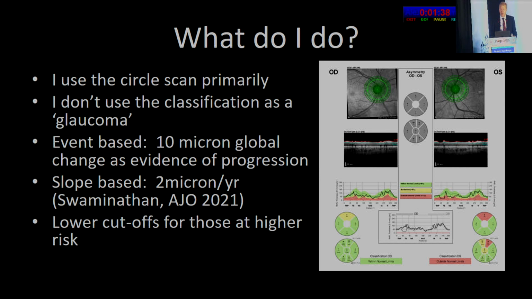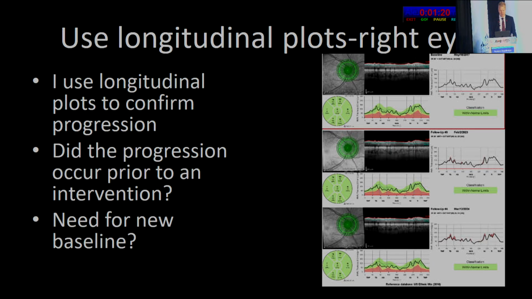There's also a slope-based measurement, so if they're over 2 microns a year of thinning, that's a sign that they're progressing at a fast rate. And I also adjust these cutoffs. If they're looking thinner by about 5 microns, but it's somebody that's young with a high pressure, then I'm going to be more aggressive about treating them.